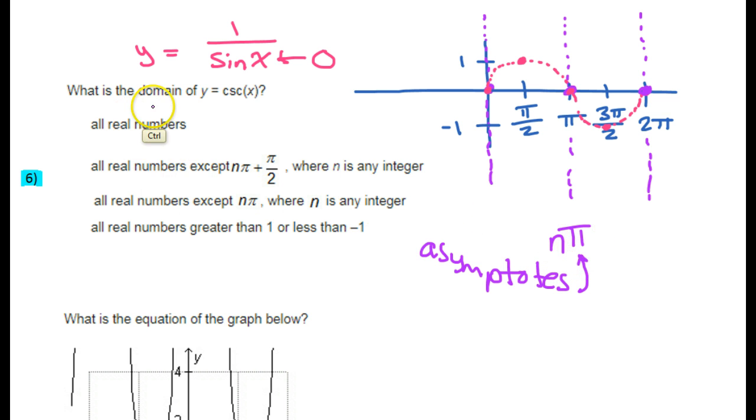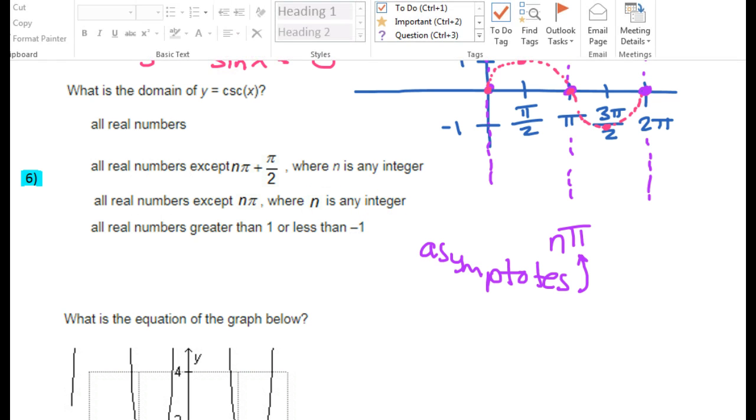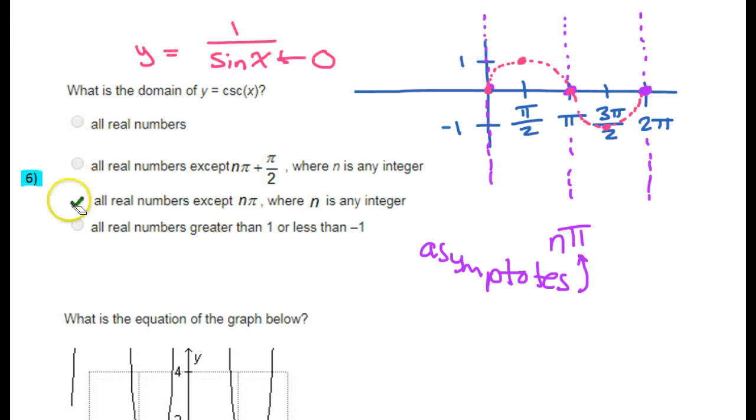So that means the domain will be all real numbers except for n pi. So that's what we're looking for. So here it is, all real numbers except n pi, where n, of course, represents an integer like 1, 2, 3, and 4. Alright, so this should be the answer. Let's just check our work, and that check mark means we've got it.